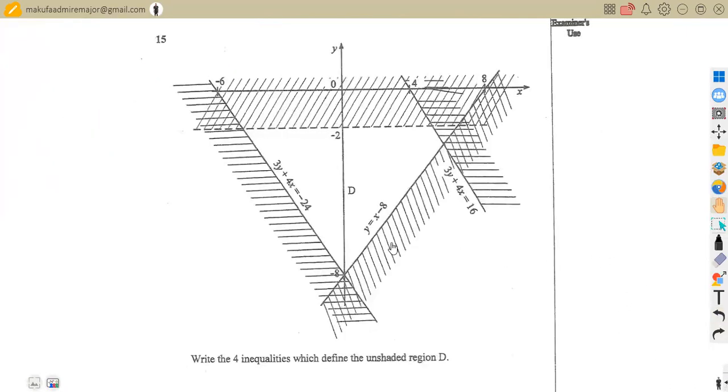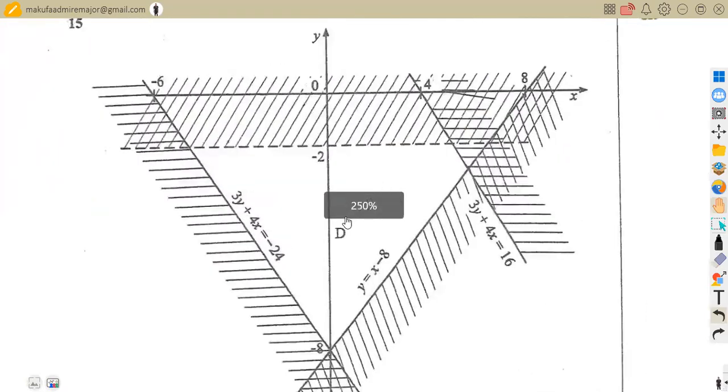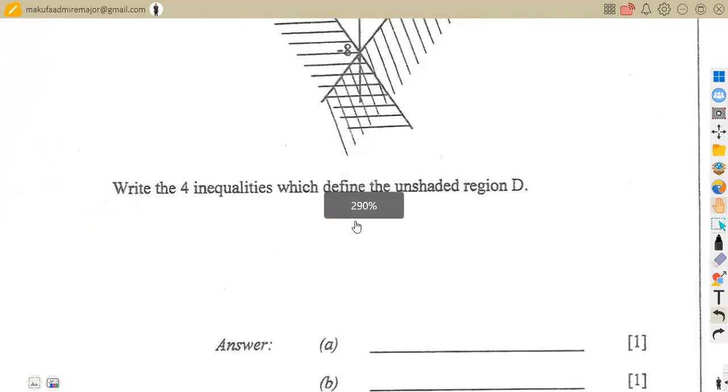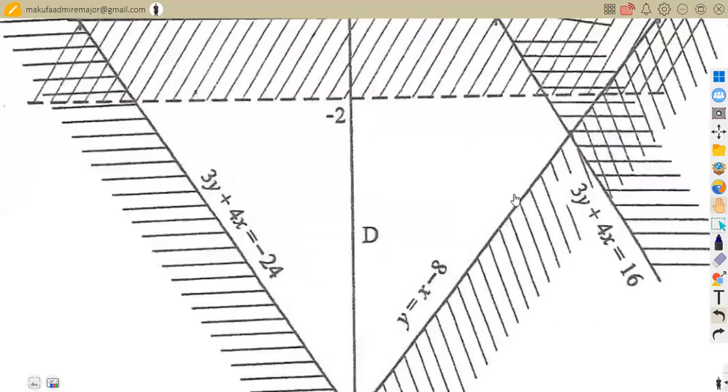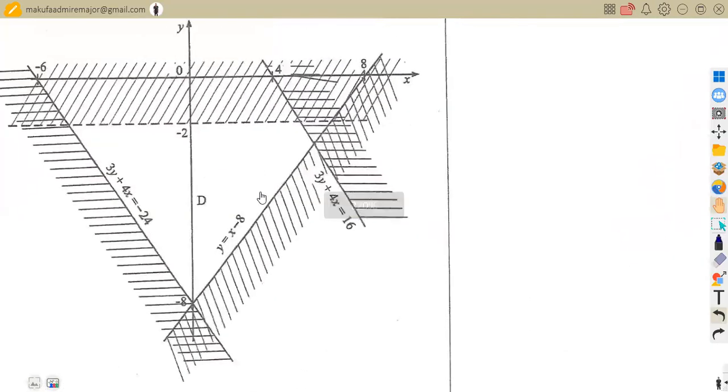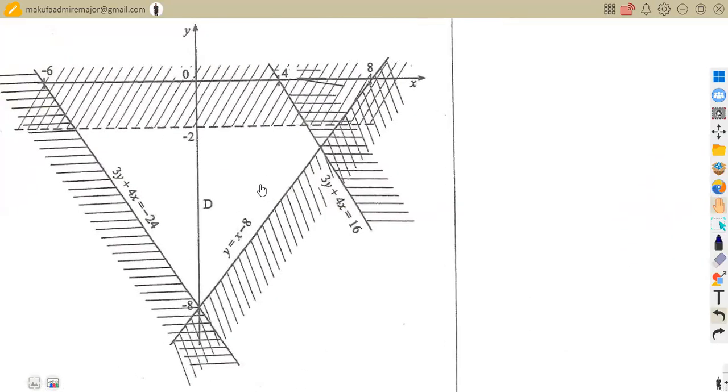All right. On another part, which is question number 15, we are given a diagram which is on our inequalities. Write the four inequalities which define the unshaded region D. So we want the four inequalities which define this unshaded region. Already here, it's an advantage. Our equations are already given. So the region that is unshaded is this part that we have here.